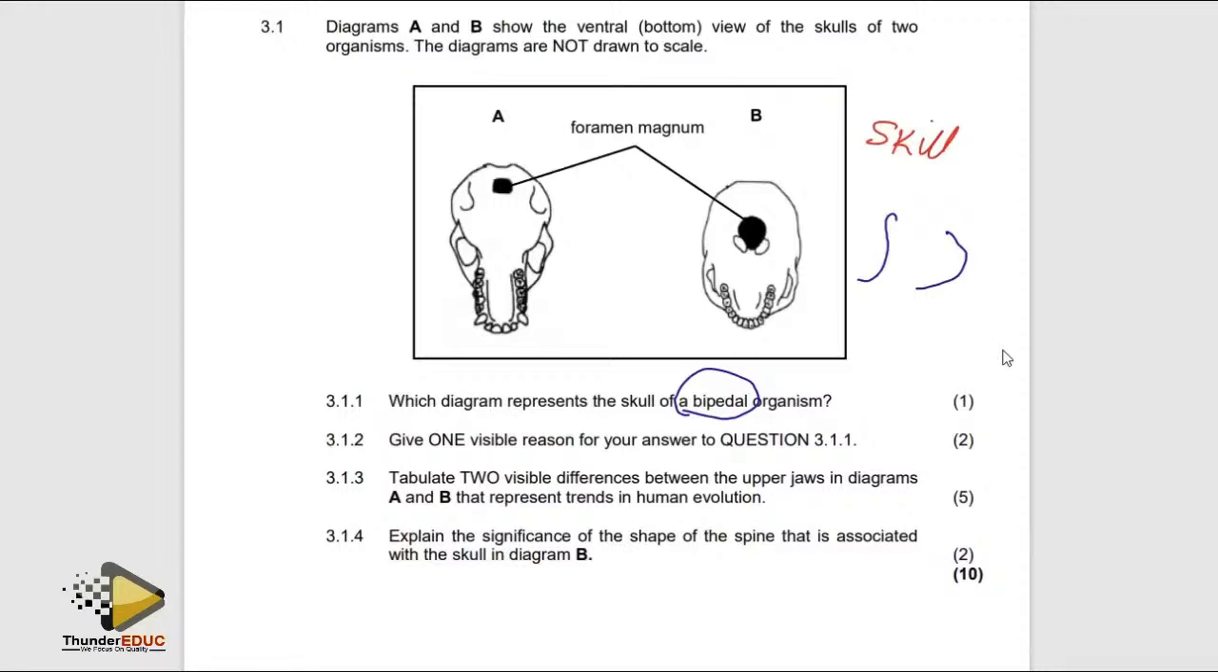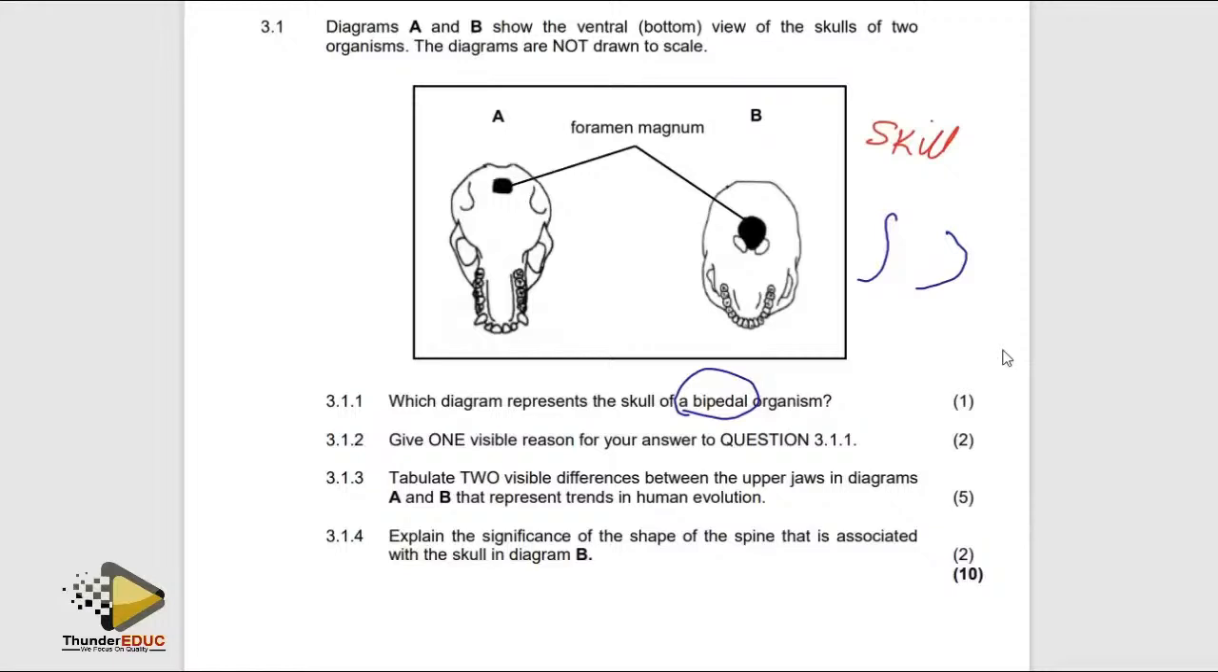Then the foramen magnum for the bipedal organism must be in the forward position. That's how we want it, in the forward position. While the foramen magnum must be in the backward position for the organism which walks on four limbs. Why is it supposed to be in the forward position? So that the spine can connect to the skull vertically. And then the skull is going to face straight in front. Hence, the organism is going to walk on two limbs.